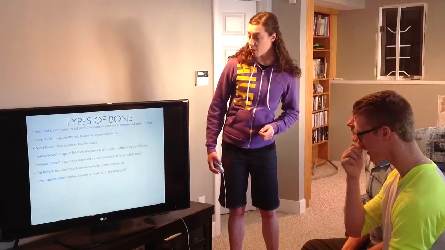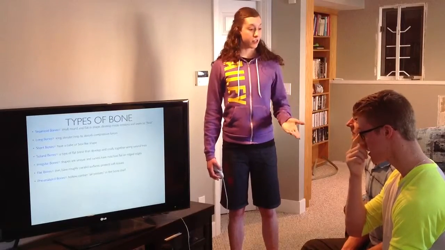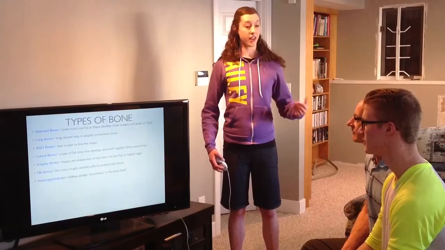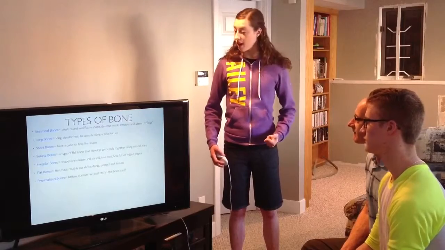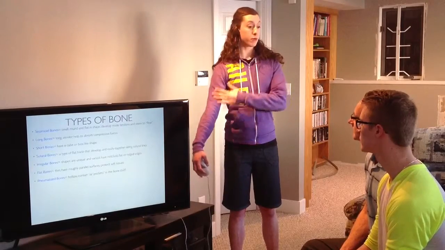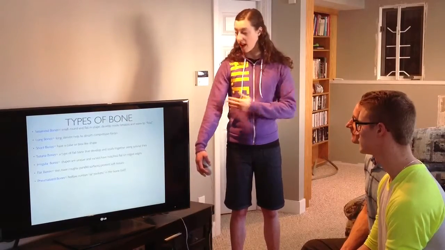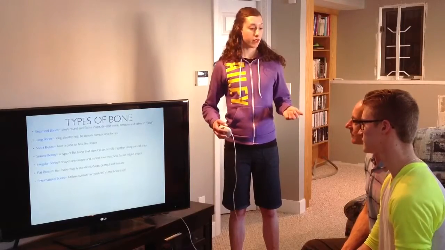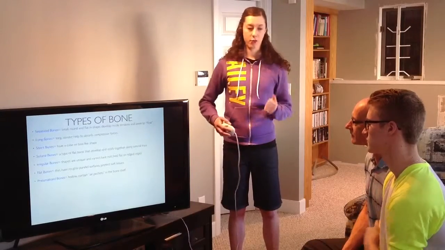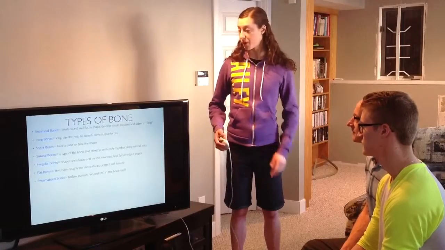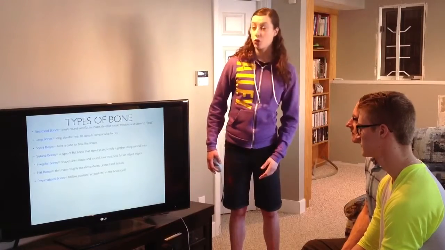Next, we have long bones. They are long and slender in shape and are very good at taking compressive forces from movement. A good example of this would be the humerus bone in your arm. It is long and can take lots of compressive movements from punching, throwing, hitting, anything that you would do with your body. Next we have short bones.